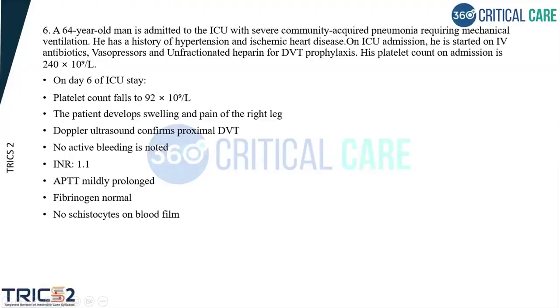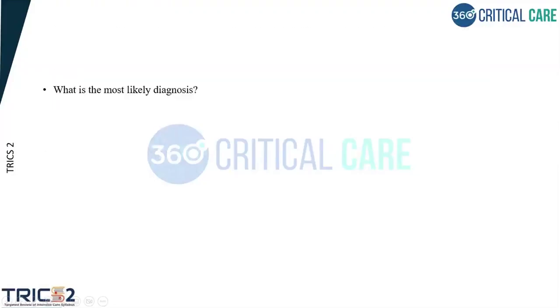And there is no schistocytes on blood film. So what is the abnormality that is being shown here? Is your platelet drop on day 6. Okay, so this will be your HIT, heparin-induced thrombocytopenia.